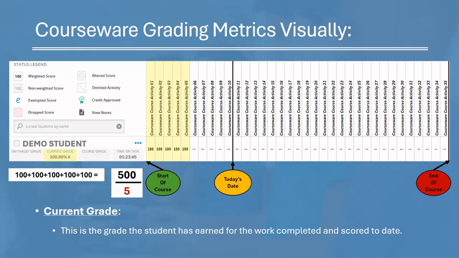Here we have a typical courseware gradebook. You see the start of the course date, you see today's date marked in the middle, and then the end of course. This course has 35 different activities in total.